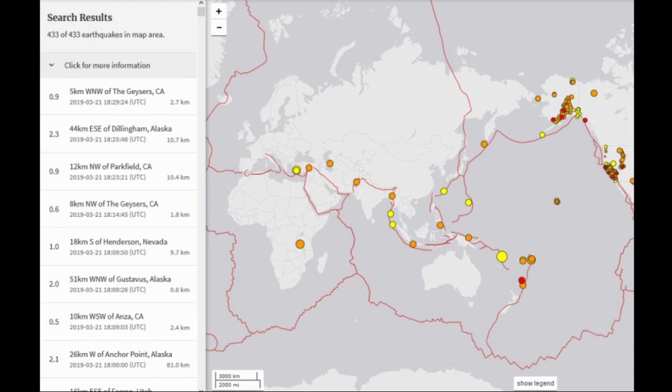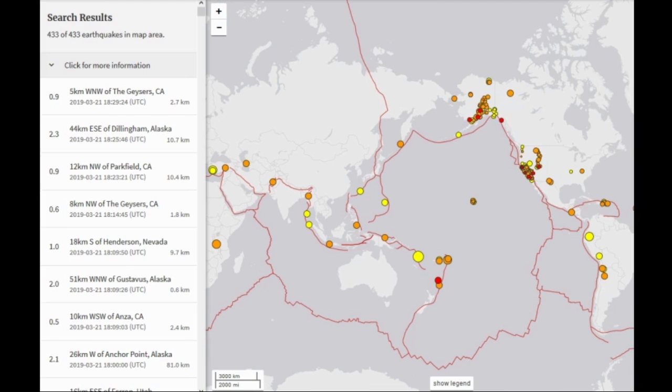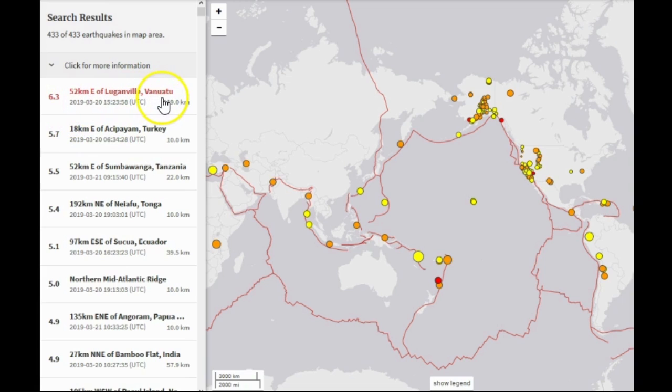So first off, since 0 UTC on March 20th, which was longer than a day ago, actually, I'm going to say probably a day and three quarters, so almost 2 days ago total, these are all the earthquakes, 433 reported for the world. That count is likely much higher. The largest earthquake to occur within this time period was a magnitude 6.3 in Vanuatu.